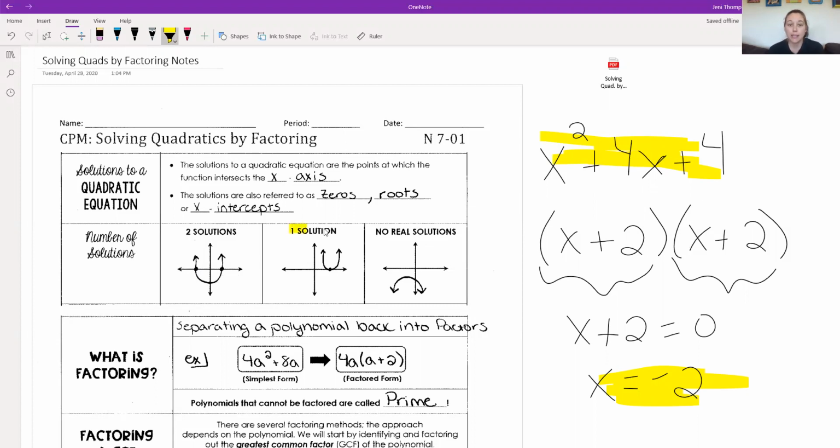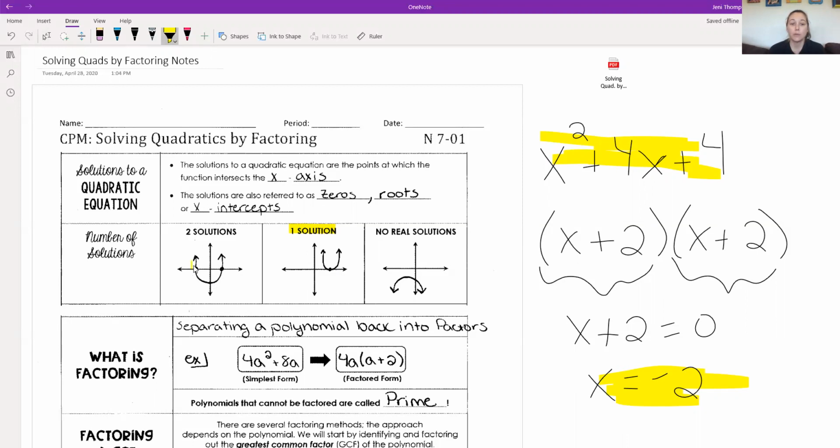It's where this parabola actually crosses the x-axis, as I demonstrated here. This would be an example of a one solution parabola. So the vertex of this parabola is on the x-axis because the number of solutions represents the number of times that our function crosses the x-axis. So this would be an example of a one solution.